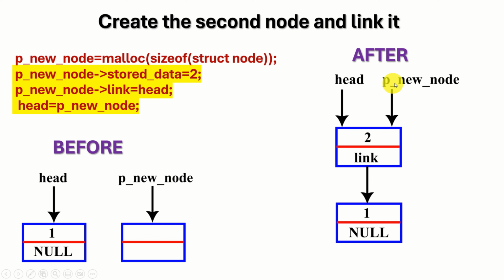Note over here that pnew node still points at this newly created node. That is, from here we conclude that we always add the nodes at the top of the linked list. Whenever you create a node and set the values, you will always put it at the top of the linked list. This is a general principle for creating a linked list. We will just add the nodes on top of each other.